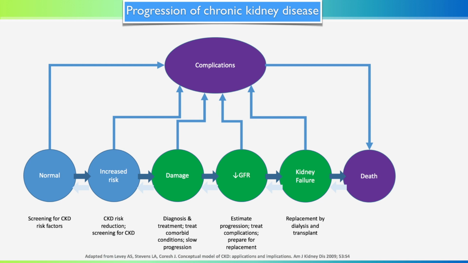So if we find out, after the screening of chronic kidney disease by the creatinine level and GFR level, that there is an increased risk of chronic kidney disease, you have to prevent the kidney damage by treating the underlying cause, and treating the risk factors as well, to slow down the progression of chronic kidney disease.